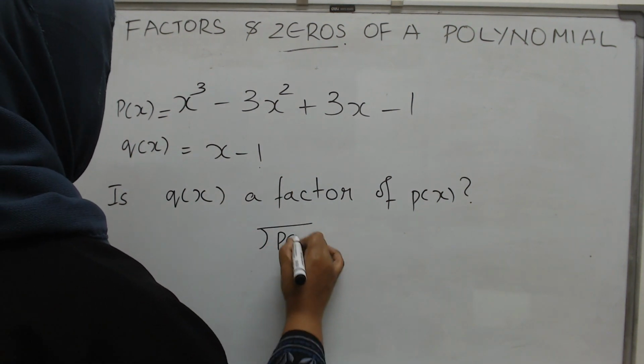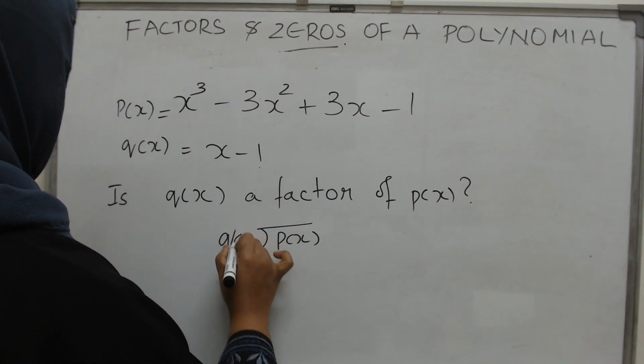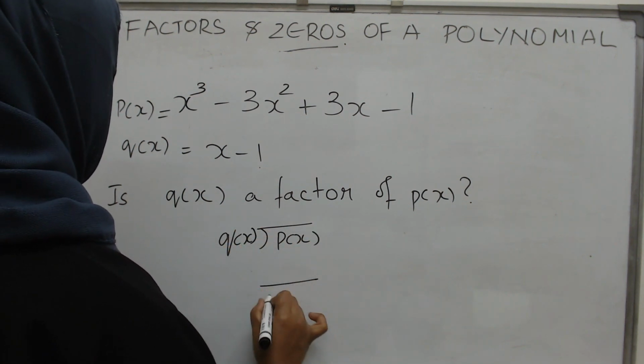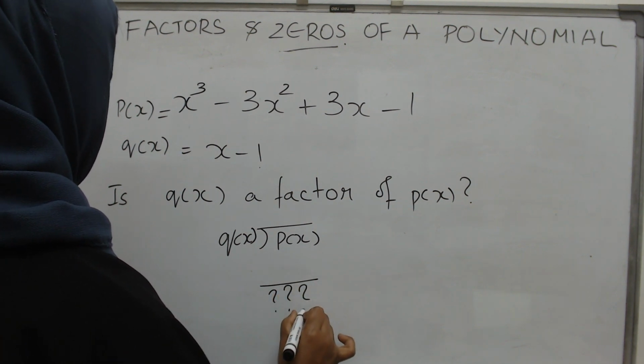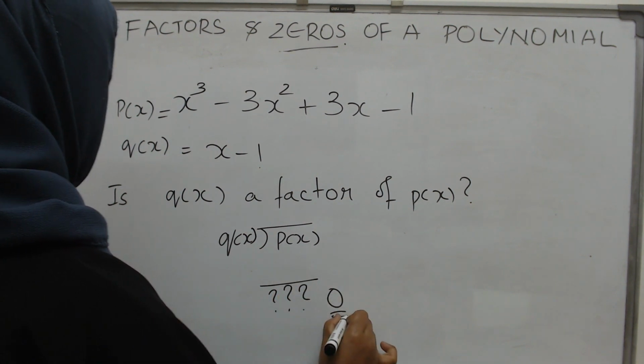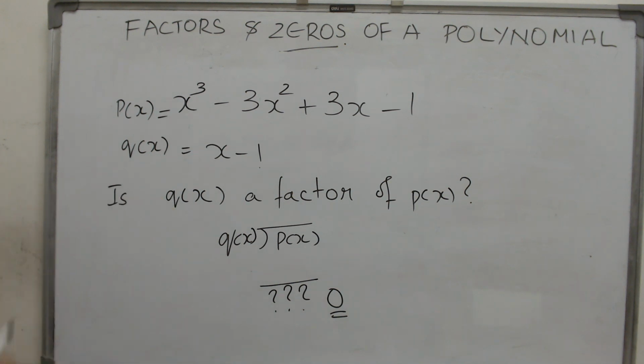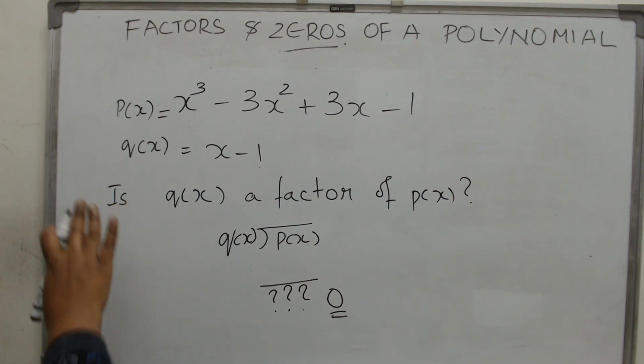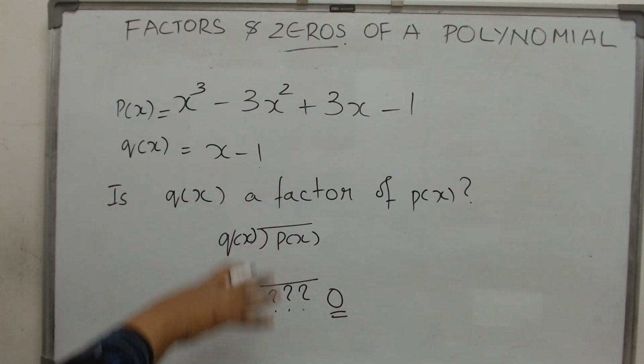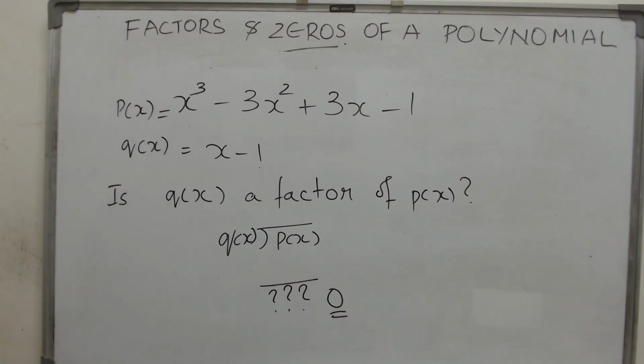We divide p of x by q of x. Then everything depends on the remainder. How? If the remainder is 0, then yes, q(x) is a factor of p(x). If it is not 0, if it is 1 or 2 or 3, then it is not a factor. But for that we have to divide. In the next class we will learn a wonderful theorem using which you don't have to divide. Even without dividing, you can find out what the remainder is.